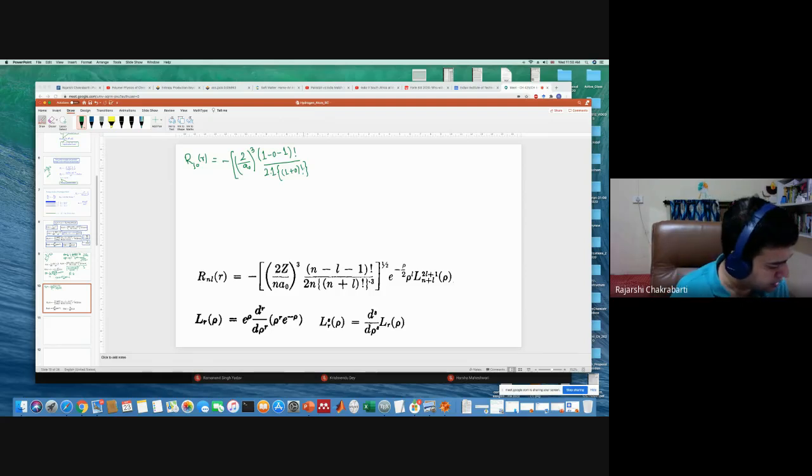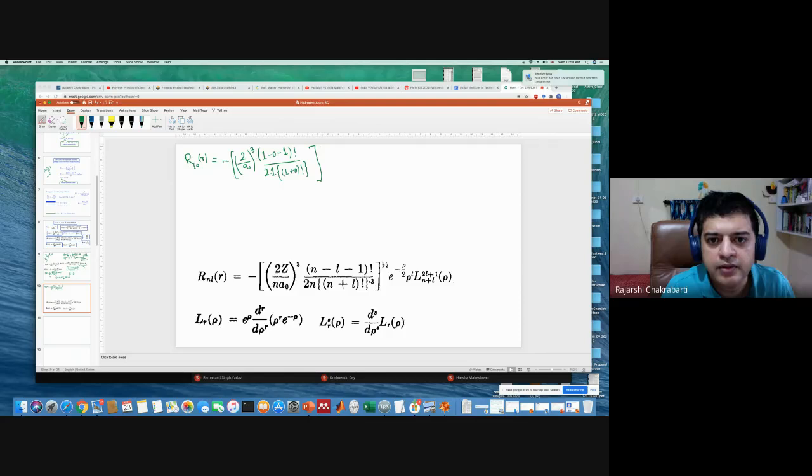The expression is quite complicated. I think this is how it is. I'm not sure. And then you have a half here, and then you have e to the power of minus rho by 2, rho to the power of l. Not rho to the power of 1, rho to the power of 0, because you are doing this: L 2 into 0 plus 1 divided by 1 plus 0.